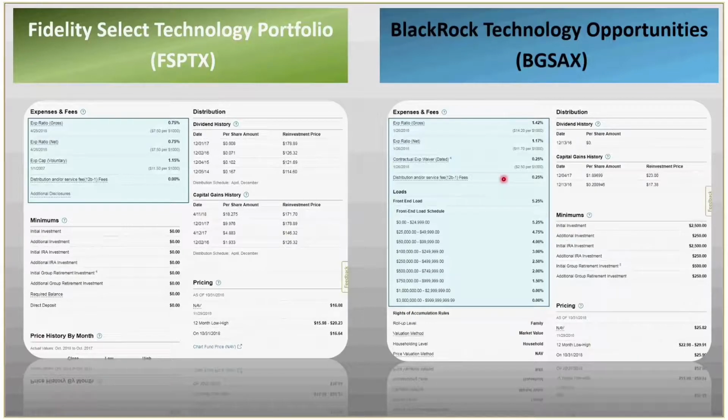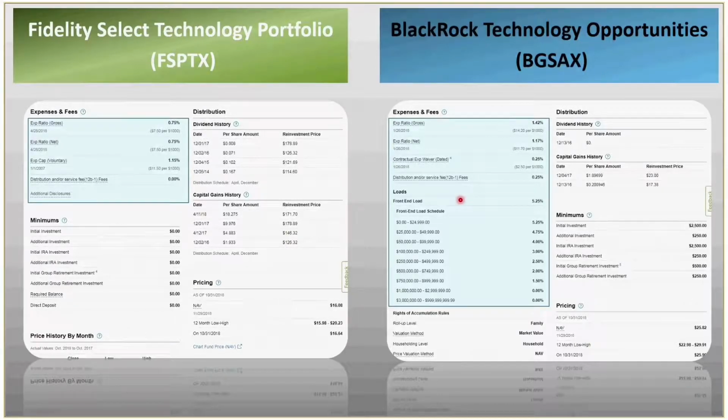So for example, when we look at this one, BlackRock, there's 25 basis points or 0.25%. Now what this means is if you have a financial advisor, they're most likely going to be pushing this one because there's going to be a commission associated with it. So that's one of the things to watch out for also.